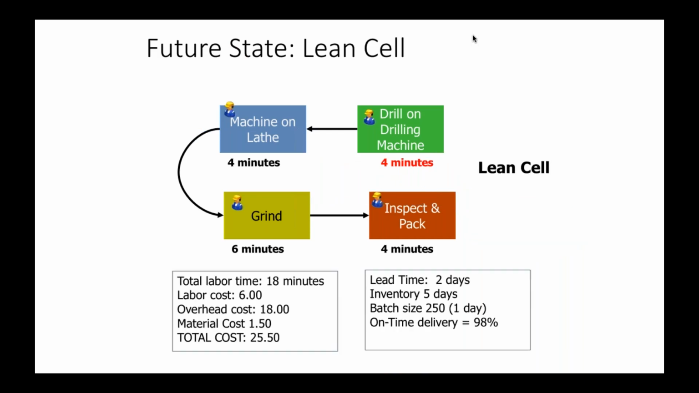If we look on the right side, we see that our operational measures have improved dramatically: a lead time of 2 days, inventory of 5 days, a batch size of 250, and on-time delivery of 98%. However, from a cost viewpoint, which is based on labor time, the labor time has increased from 15 minutes to 18 minutes, and that has increased the cost. It increased the cost of the product, but it didn't increase the cost of the value stream. And that's just an example of incorrect information.